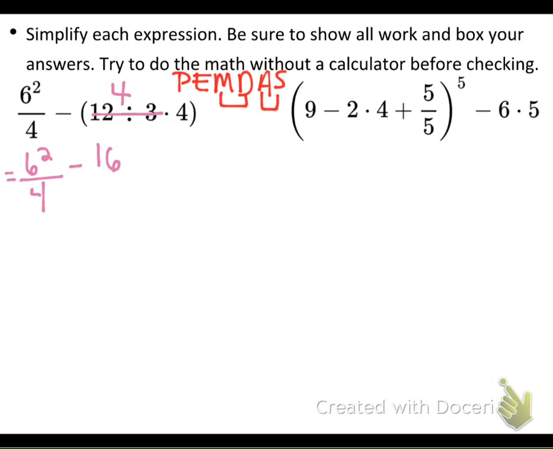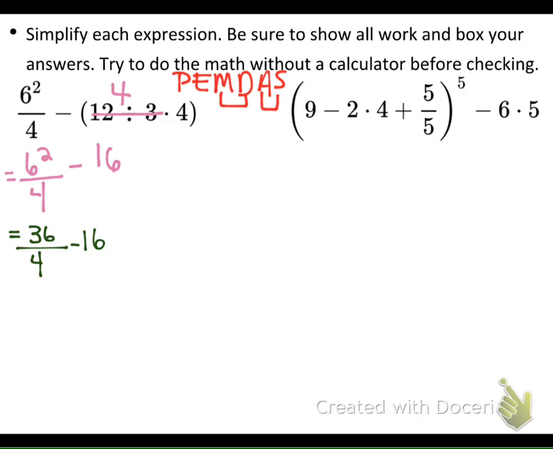We finished parentheses. So step 2, what's after the P? What's after parentheses? Exponents. So I have 6 squared. 6 squared is going to go to? 36. Now 6 squared is 6 times itself twice. So 6 times 6, which is 36, divided by 4, minus 16. Okay? I want to see your work.